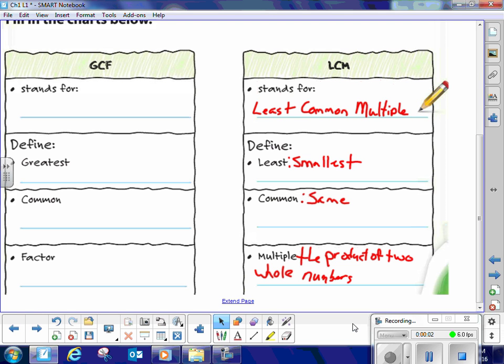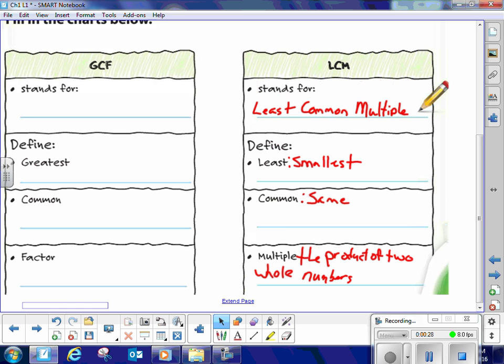Okay, so we left off with greatest common factor, and now I want to talk about LCM, which is least common multiple. Now I've kind of changed what I put multiple on here as. I put multiple on here as the product of two whole numbers, which I want to stress is technically not two whole numbers. It's technically two integers.